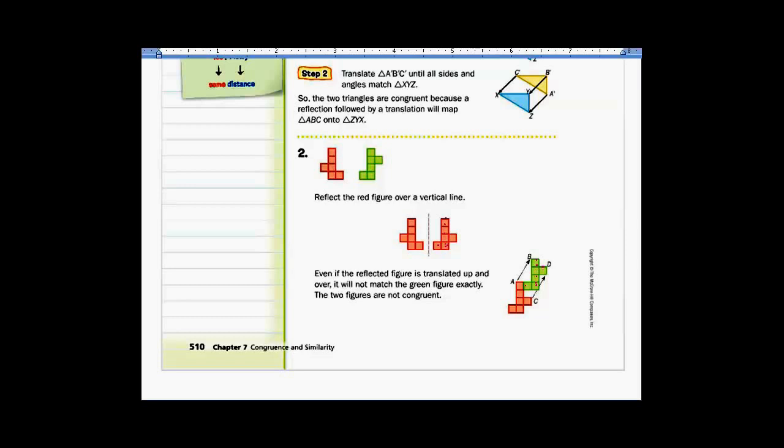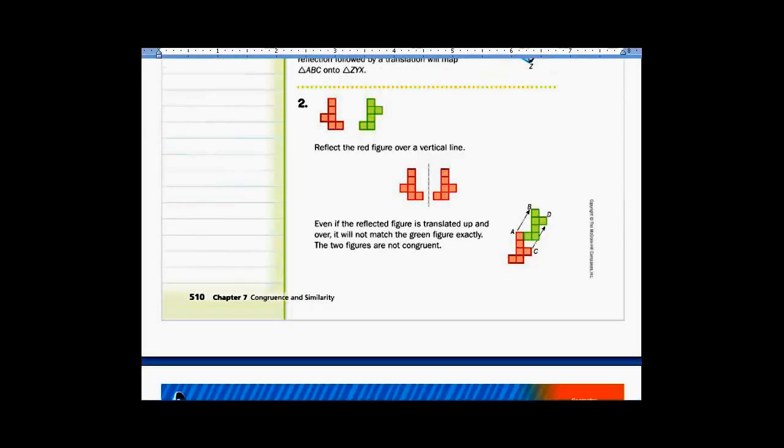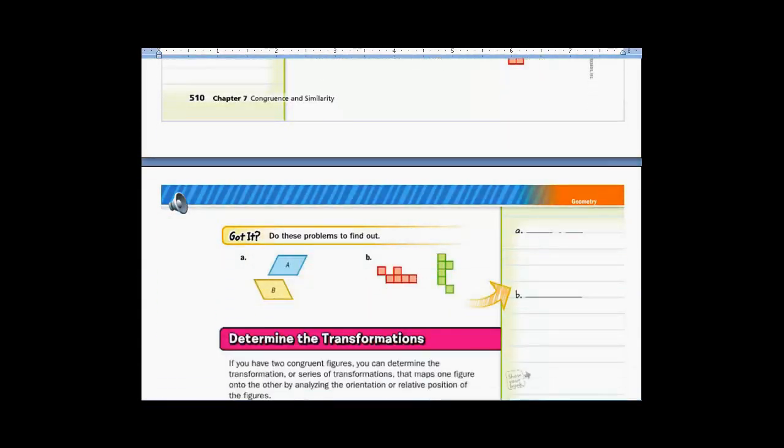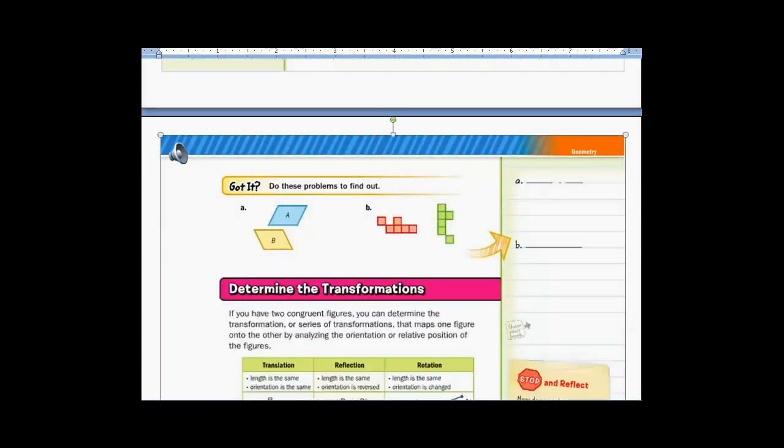So therefore, it is not congruent. They do not match up exactly. It's close. That box right there is just in the wrong spot. So sometimes you can eyeball these things. So don't make it too incredibly difficult. Sometimes you can just look at these things. All right, let's try A and B under got it. So pause that and try that, please.